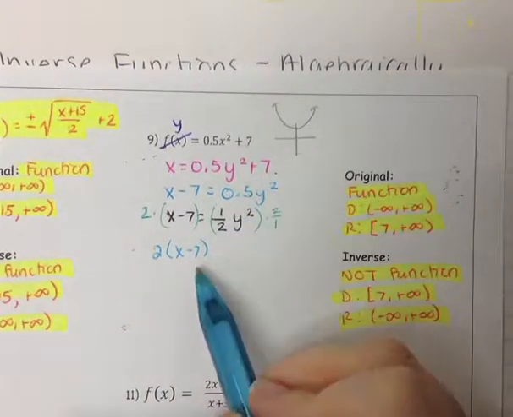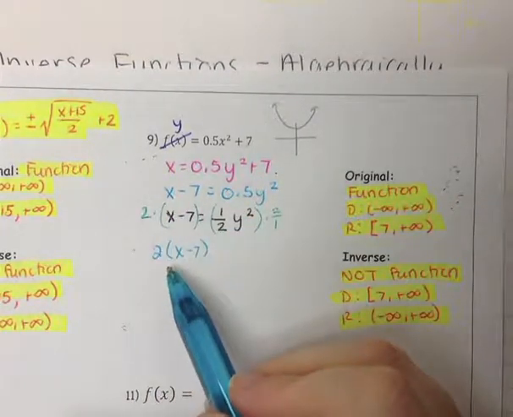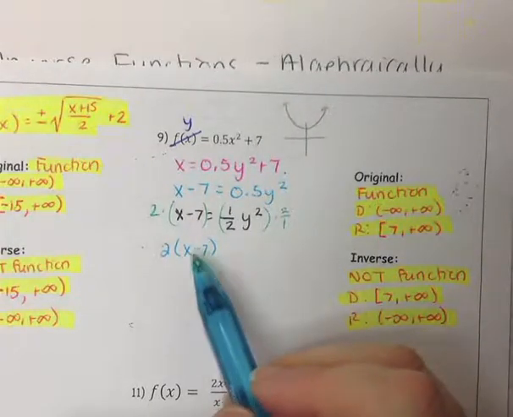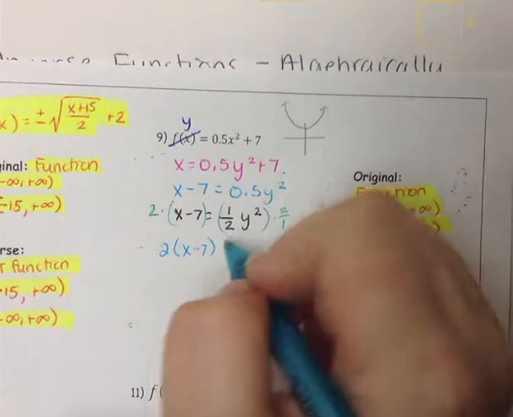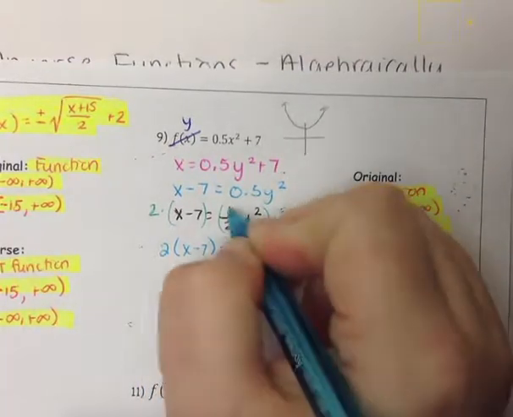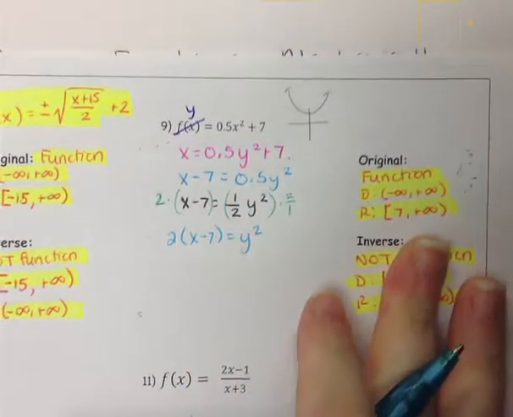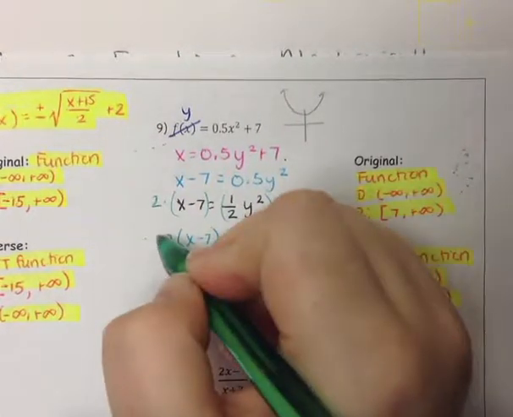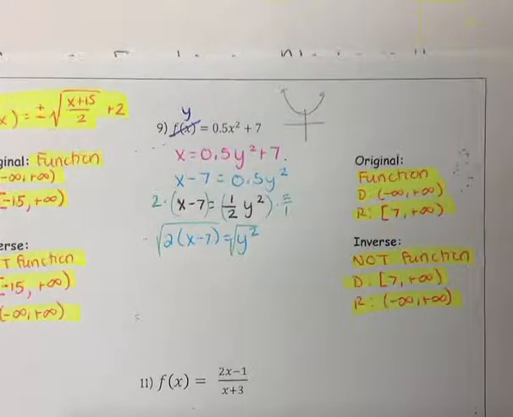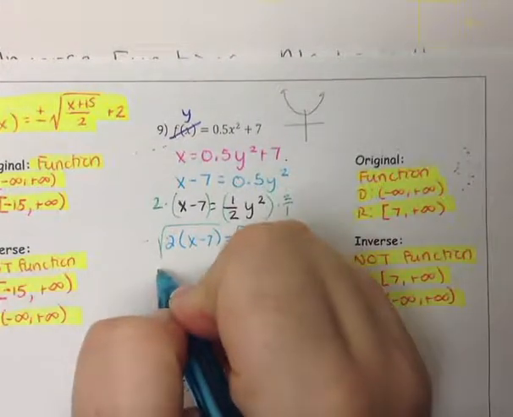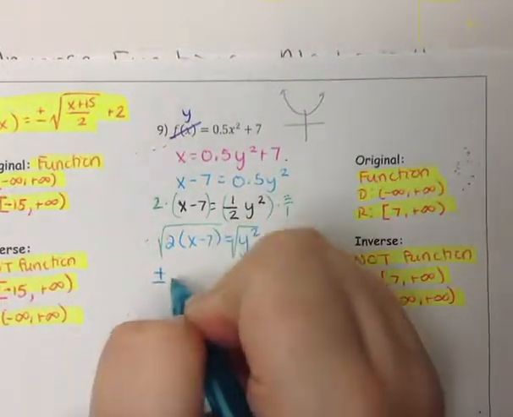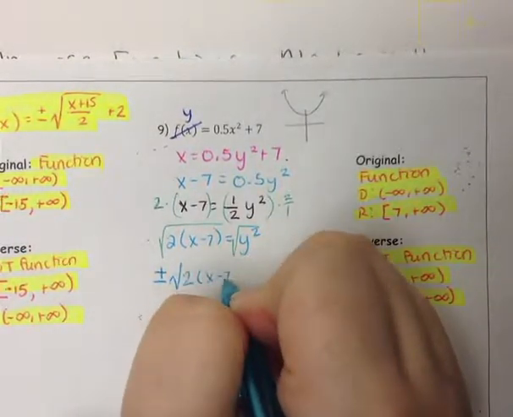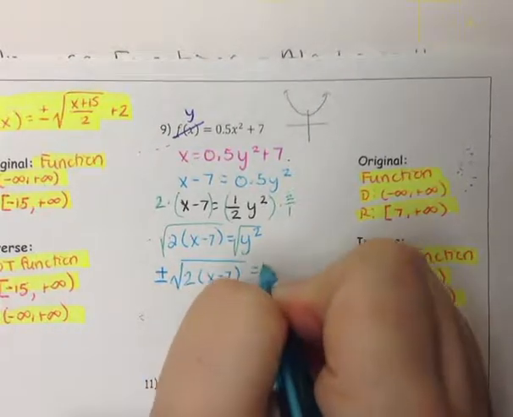Again, we don't actually want to distribute this because we want to keep it in the a, h, and k format so that we can easily find our a, our h, and our k. This will now equal y squared because the 1/2 times 2 is gone. Then, to finish solving, we have to take the square root of both sides. And don't forget, the square root needs to have that plus or minus in front of it. Square root of 2(x - 7) is now equal to that y.